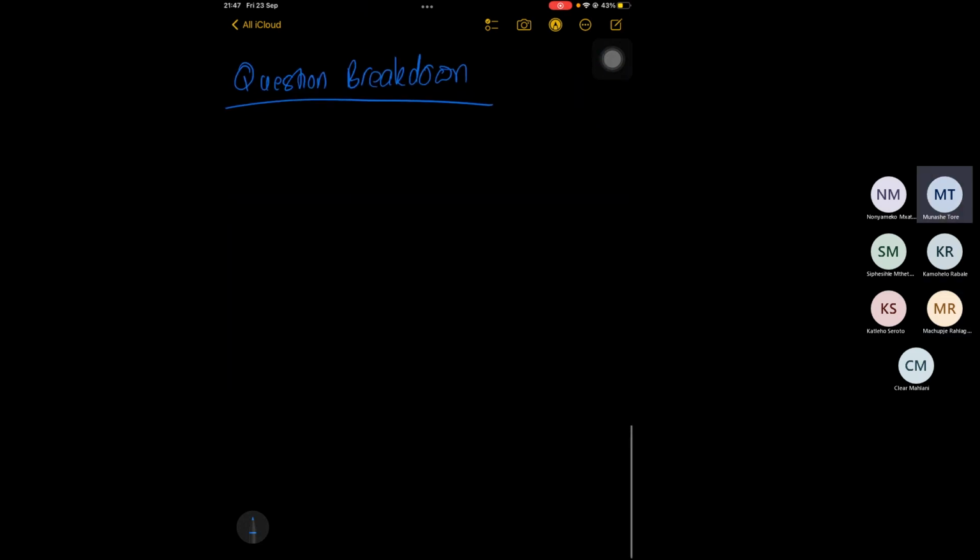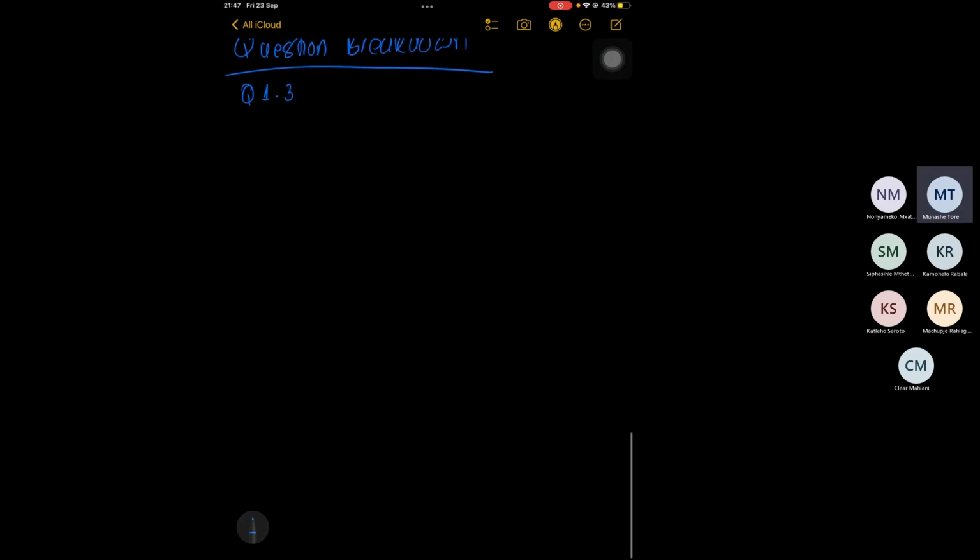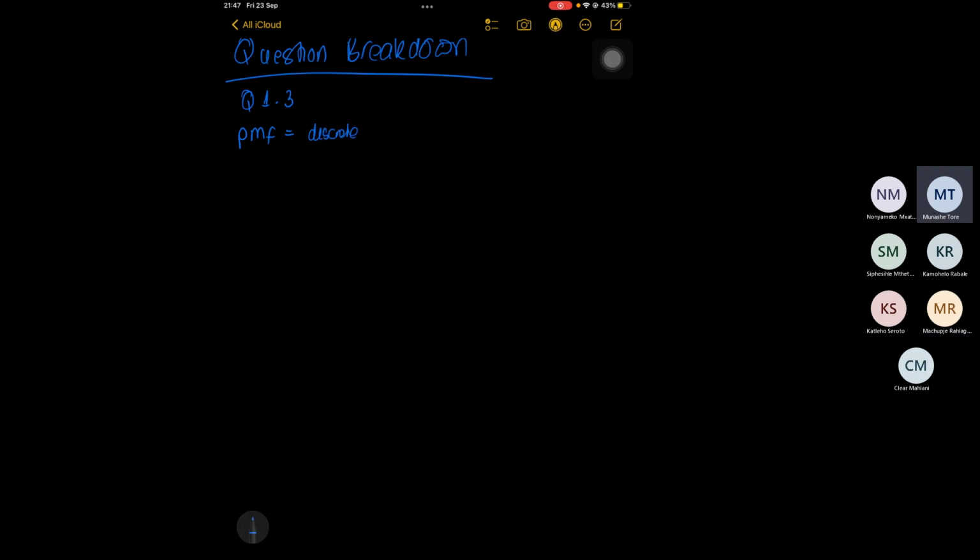So for question breakdown, we are looking at question 1.3 in that document that I sent. Question 1.3 is saying a random variable X has the following probability mass function. I told you the moment they say it's a PMF, then you know very well that you're dealing with discrete values. It's a discrete random variable. That's one thing you know now. And they're saying the function of X is equal to the probability that X is equal to x, which is equal to K times the modulus of 1 minus x, where x takes values of -1, 0, and 4.